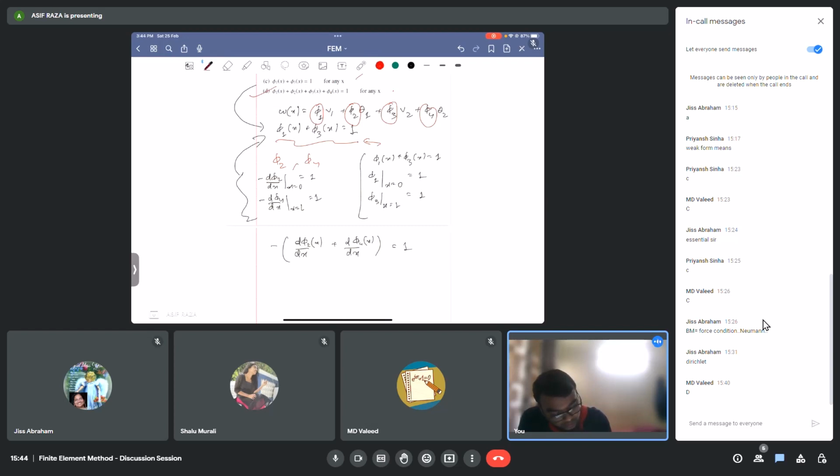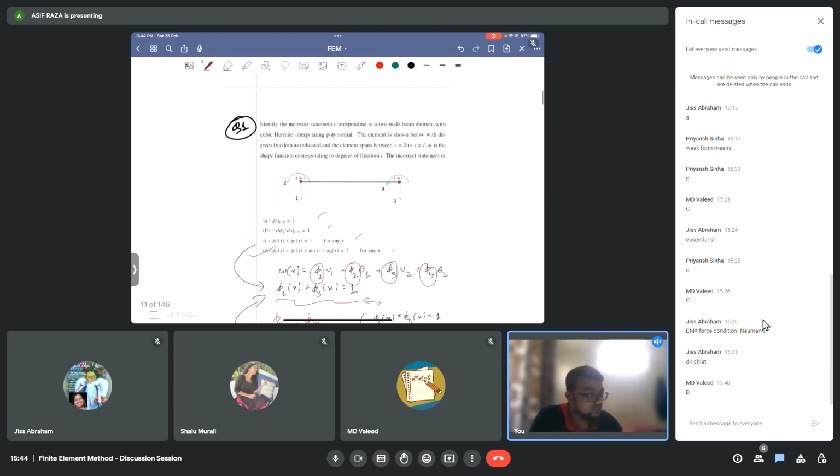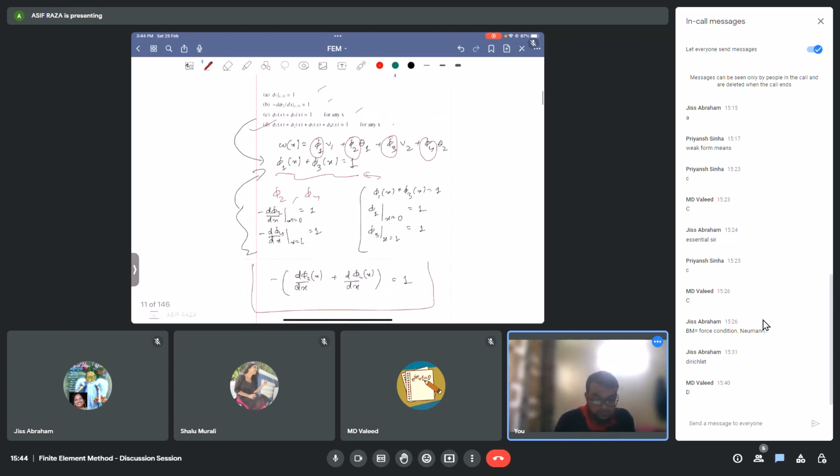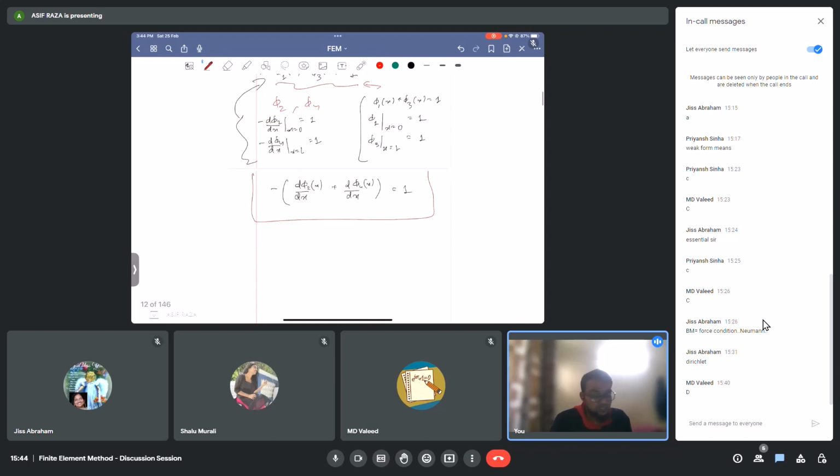So this is one more statement about these shape functions or interpolation functions. Okay, you can cross-check with the functions we have derived.